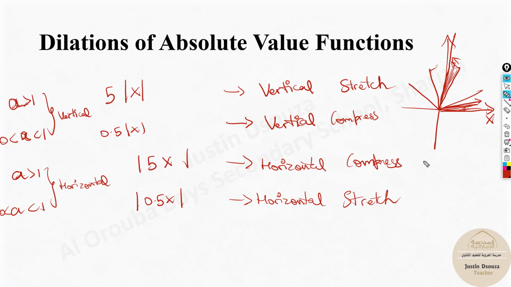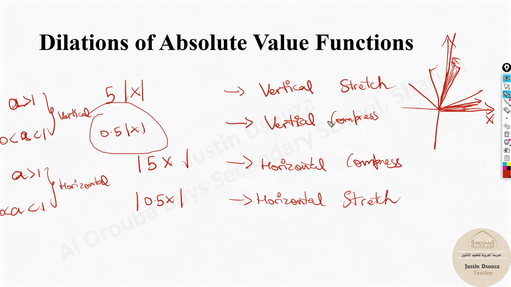So these are the 4 cases. Please try to remember these cases. If the number is bigger than 1, it will be vertically stretched. Less than 1 or greater than 0, vertically compressed. But for vertical, it must be outside the x. But when it's inside, it's horizontal point of view now. When it's bigger number, it's compressed horizontally and stretched when it's small number. These are the 4 cases. Please do remember this because the question might be given like this over here.